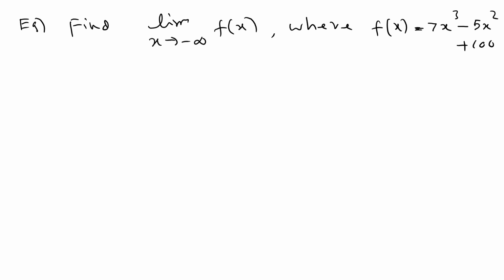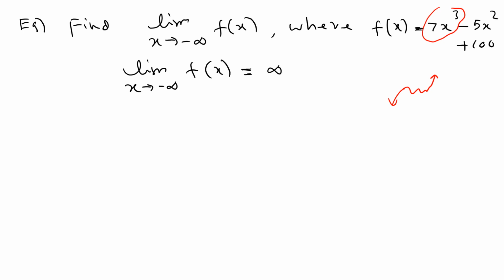In this case, when x goes to negative infinity, f(x) is dominated by 7x cubed, which carries the shape of the graph, the shape of the function. 7 is a positive number, so x cubed is going to go like this, since the graph is like that. So the answer is positive infinity.